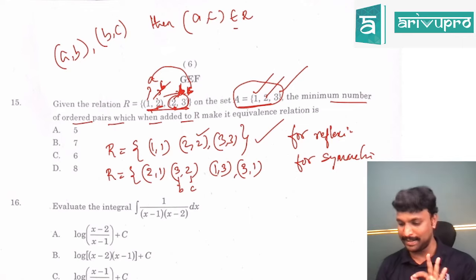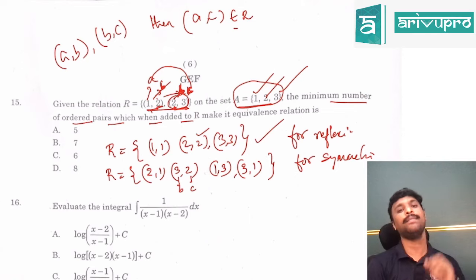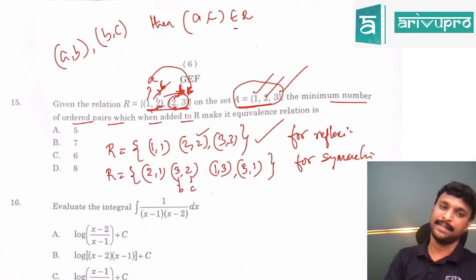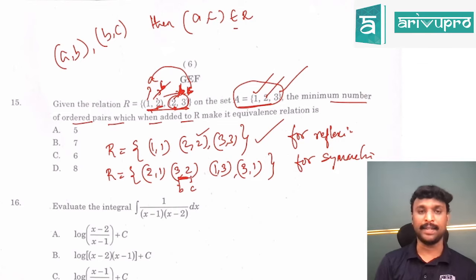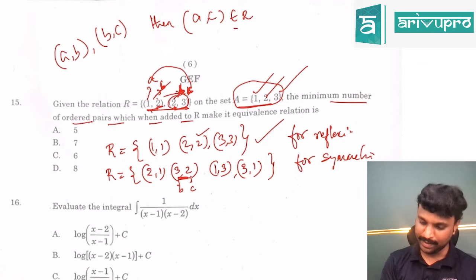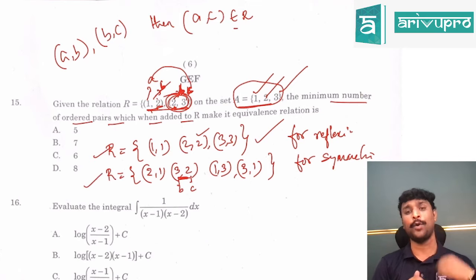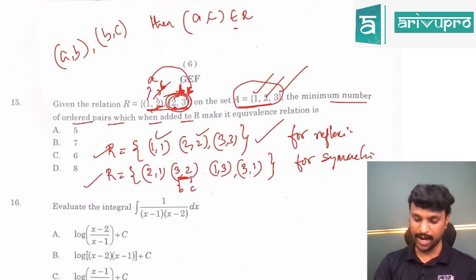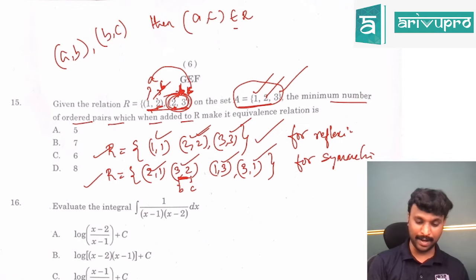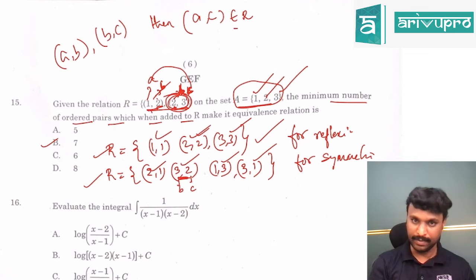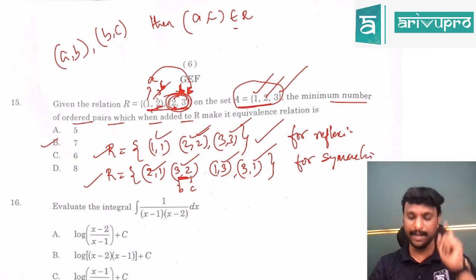Guys, if you add this much, definitely it will become symmetric and transitive. You may be thinking only 3 comma 2 is there, but 2 comma 3 is already there in the relation. So these are the extra to be added. How many ordered pairs have to be added? 1, 2, 3, 4, 5, 6, 7. So 7 extra minimum ordered pairs are to be added for it to be reflexive, symmetric and transitive.